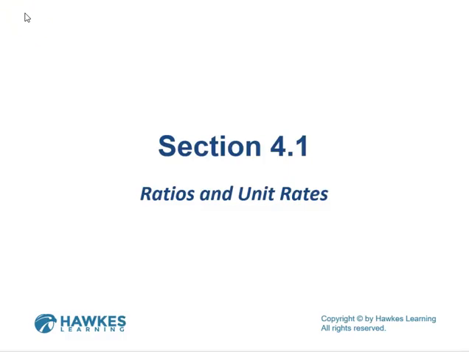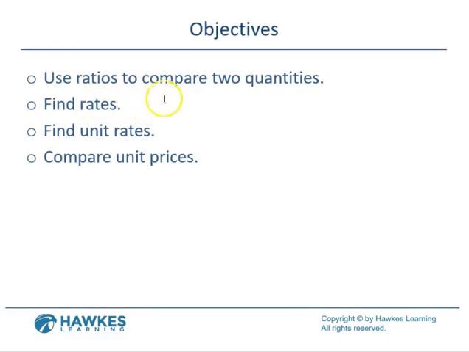Okay, here we go, section 4.1, ratios and unit rates. Let's take a look at how this is going to go forward from here. Our objectives in this section are to use ratios to compare two quantities, find rates, find unit rates, compare unit rates, and compare unit prices, I'm sorry.